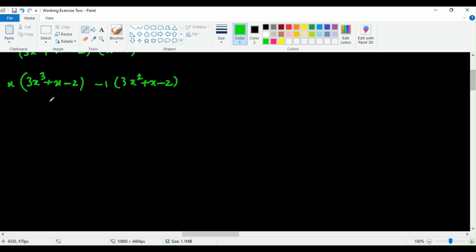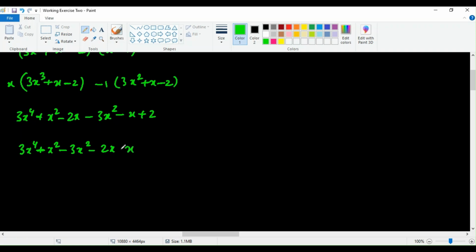So in here the final answer is going to be 3x to the power 4 plus x squared and minus 2x. Then comes minus 3x squared and minus x and then plus 2. Keeping the like terms together, 3x power 4 plus x squared and minus 3x squared minus 2x minus x and plus 2. Further simplification is going to lead us to 3x power 4, and this is going to be minus 2x squared and minus 3x plus 2 as the final answer for this question.